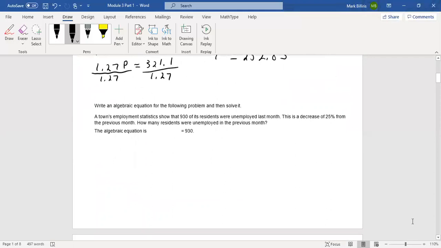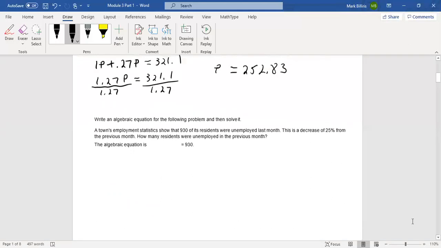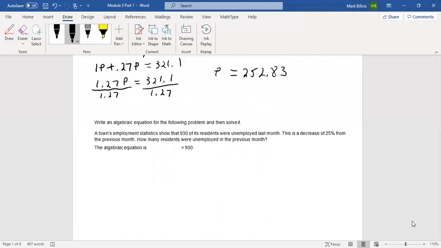Our next example, very similar, but in this case we have a decrease. It says a town's employment statistics show that 930 of its residents were unemployed last month. This is a decrease, so it's going to be a subtraction problem of 25% from the previous month. So we're going to again let 1p equal the number unemployed in the previous month.